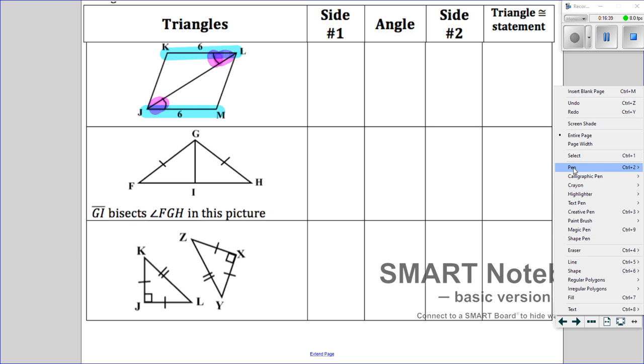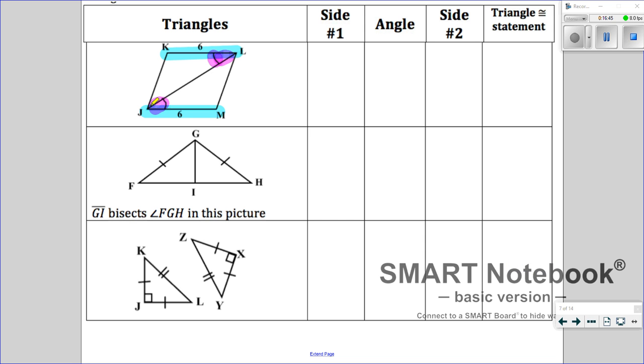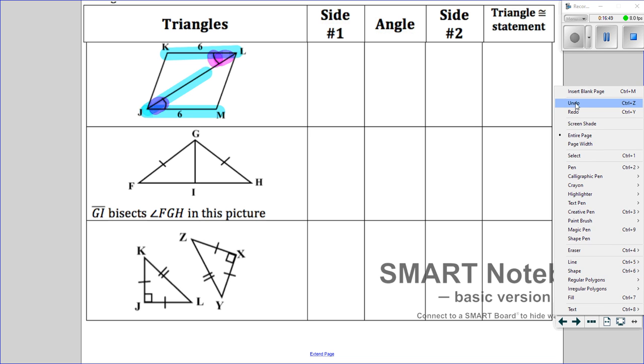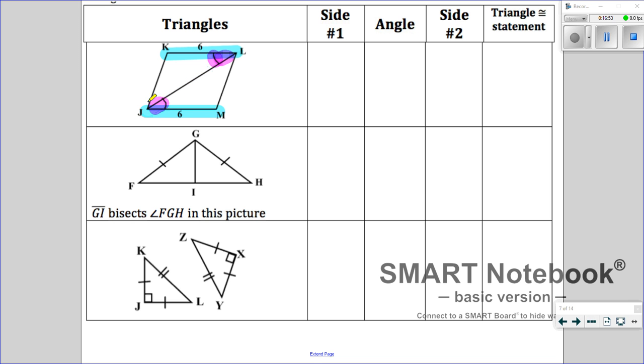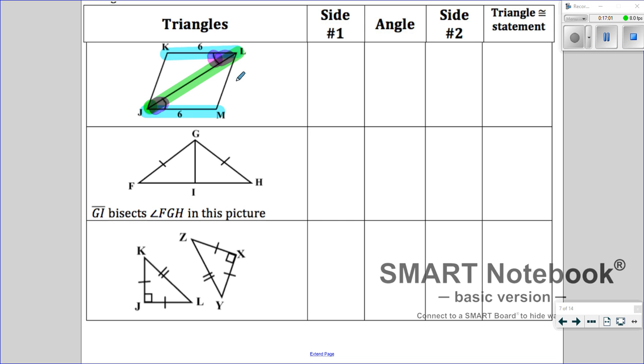And then because there are two triangles put together, they are sharing the same side. Oops, I should put that in green. Let me undo that. They're sharing the same side, which is JL. So they're going to be congruent to each other. And I'm going to put that little X there that tells me that's a reflexive property.